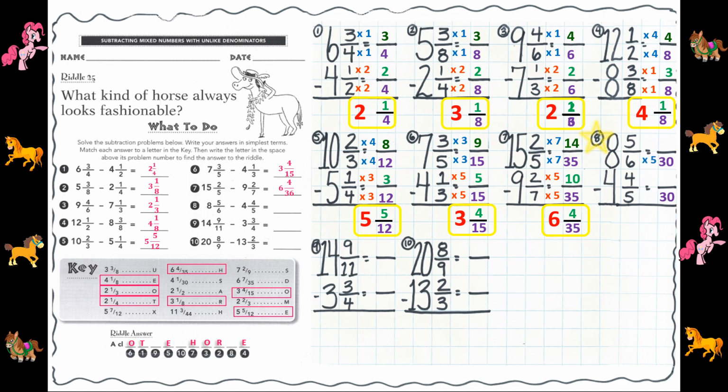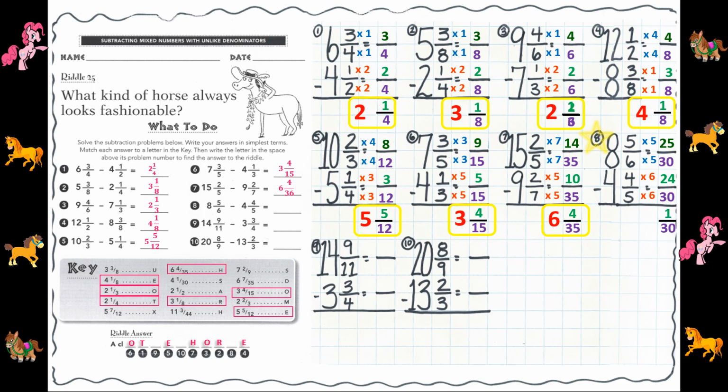6 times 5 is 30. 5 times 5 is 25. 5 times 6 is 30. 4 times 6 is 24. 30 is my common denominator. 25 take away 24 equals 1.